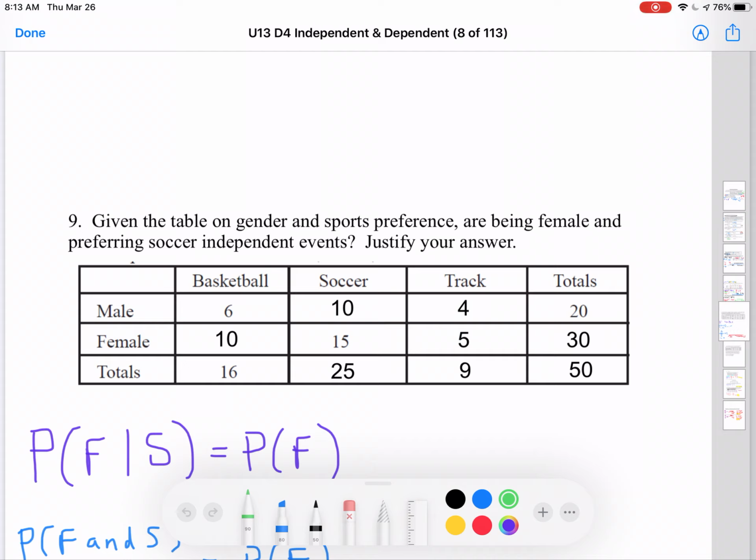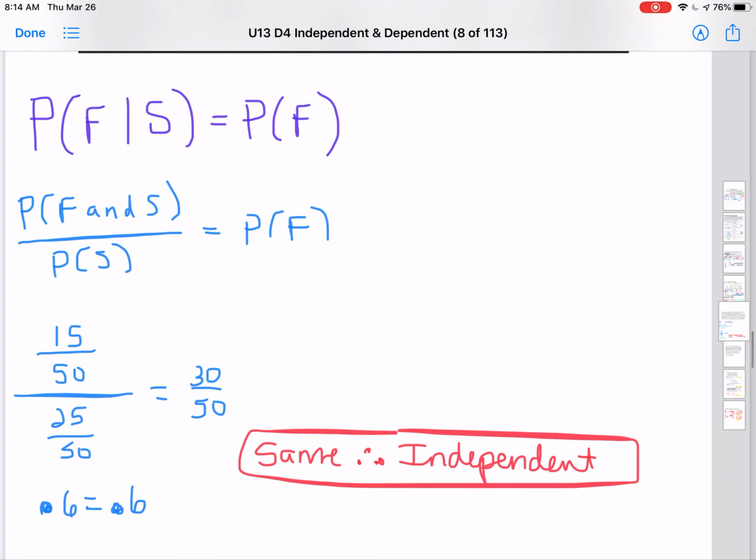Okay, so I changed it over: probability of female and soccer, using the conditional, divided by soccer. Set it equal to the probability of female. Calculate each one. We should have got 0.6 equals 0.6. So we got the same, therefore independent. All right, hopefully you guys got that right. Rewatch the video, pause, try again.